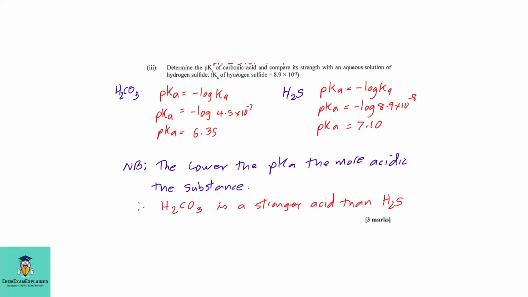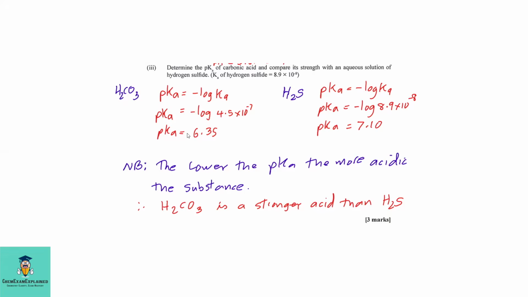2B Part 3. Determine the pKa of carbonic acid and compare its strength with an aqueous solution of hydrogen sulfide. The Ka of the hydrogen sulfide was given to be 8.9 times 10 to the minus 8. So what we're going to do is to find the pKa of the carbonic acid, find the pKa of hydrogen sulfide, and then compare them. So to find the pKa of carbonic acid, we're going to use pKa equals minus log Ka.